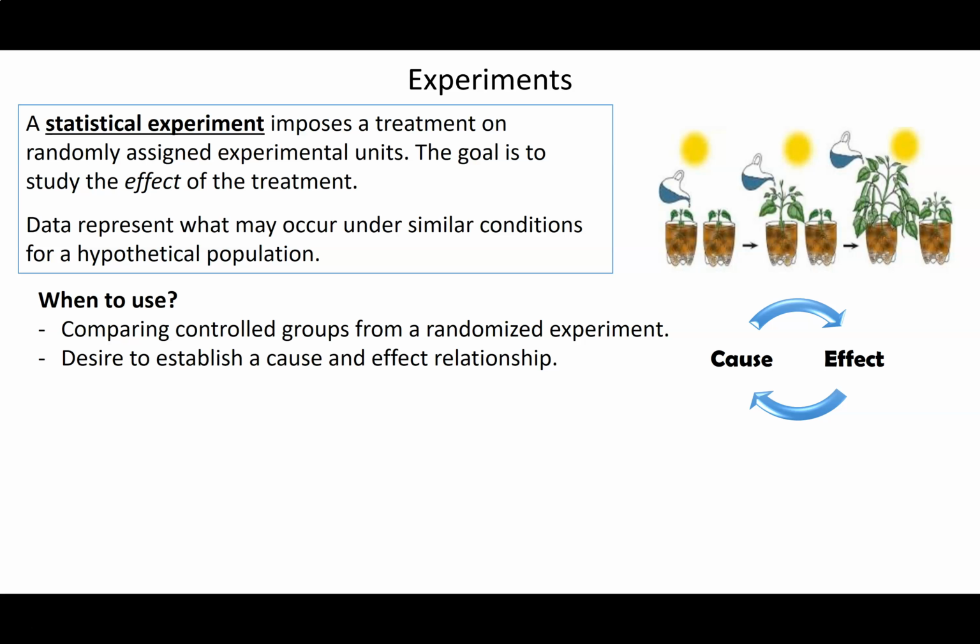So use it when you compare control groups in a randomized experiment. It's also used to determine a cause and effect relationship. So remember, you can't determine a cause and effect relationship with an observational study, but with a randomized experiment, you can.